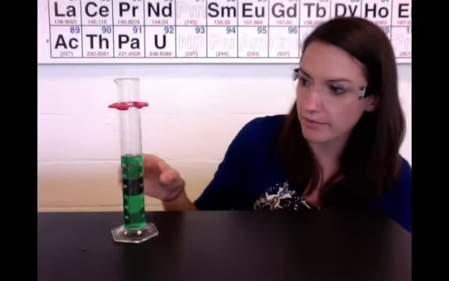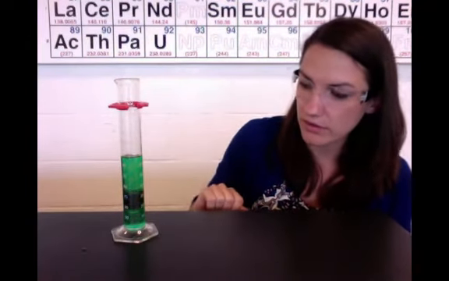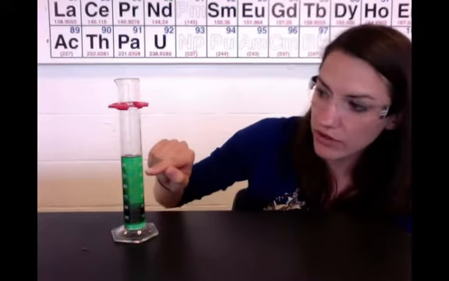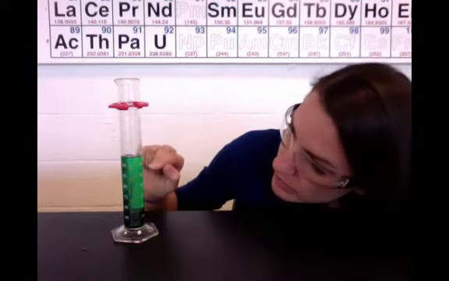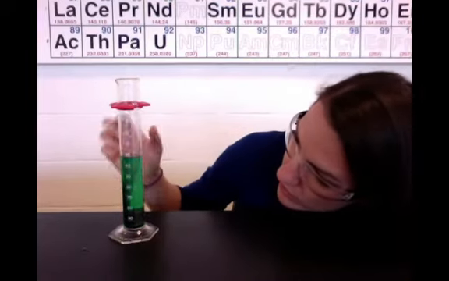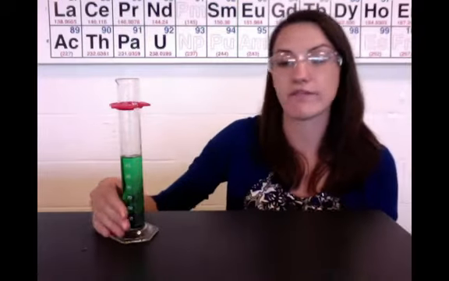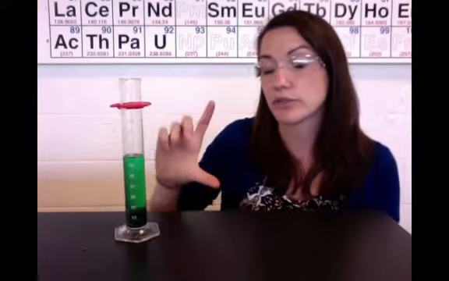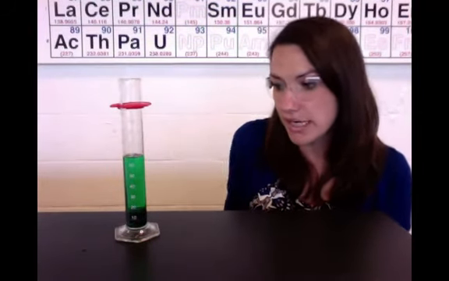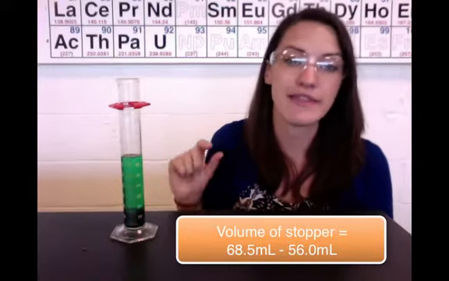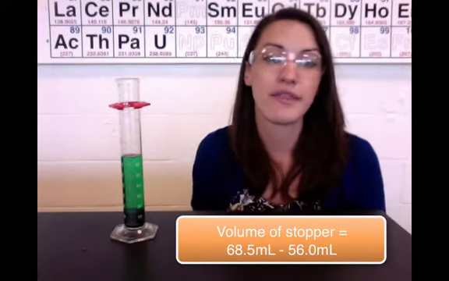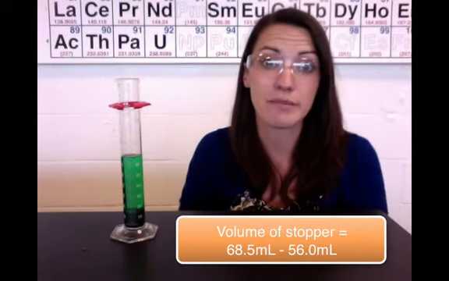All right, so it went up. You guys see how it has taken up space? So it's no longer at 56. It's now up to about 68.5. So what I want you to do is subtract 68.5 minus your 56, and that would be the volume that our stopper is taking up.